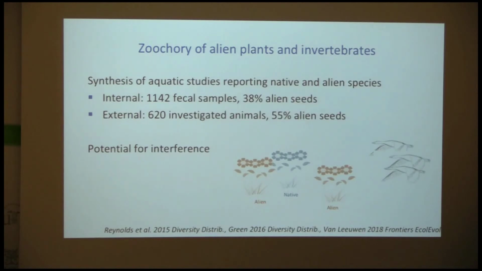Because if you imagine that a bird encounters a native plant, but it is surrounded by alien plants, it may be eating seeds of alien plants instead of seeds of a native plant. So in that case, the dispersal potential of the native species by zoochory will be lower due to the arrival of the alien species. But this was basically a paper I wrote to make sure people realize this and to do more work on.